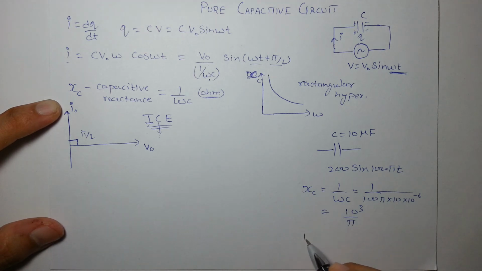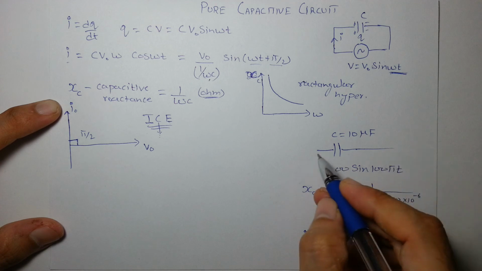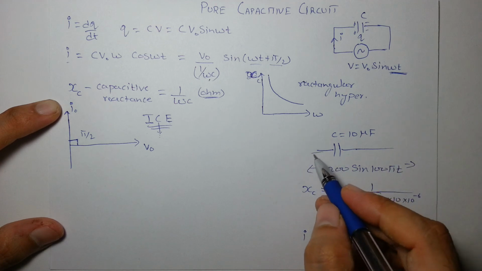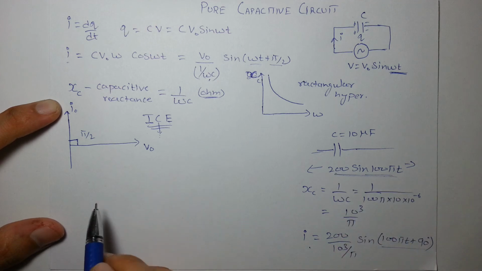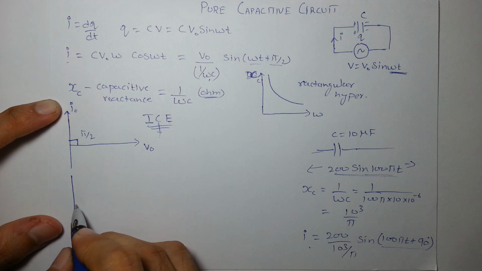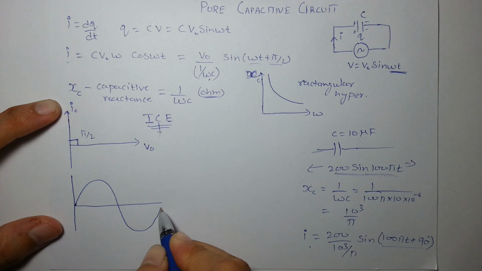So on doing this, I can get I as V0, which is 200 by XC, which is 10 to the power 3 by pi, times sine of omega t, which is 100 pi t plus 90 degrees, because current leads the voltage across the capacitor, which is connected across an AC source whose voltage is given by this. And one more thing can be done. We can also draw their phasors in terms of sine graph or cos graph.